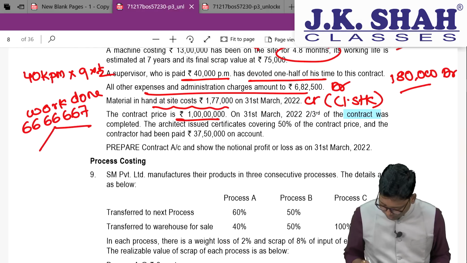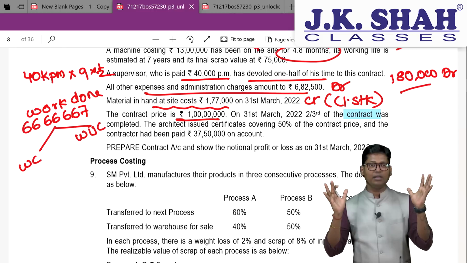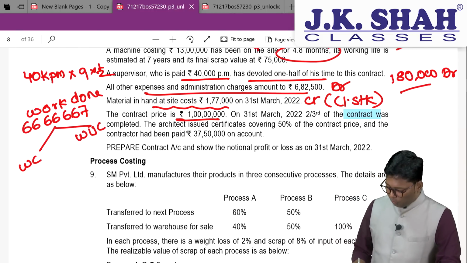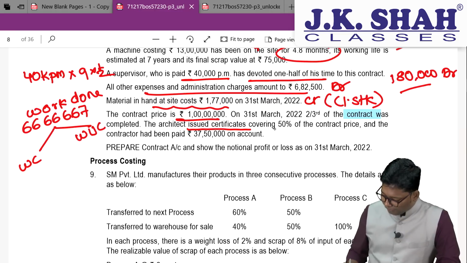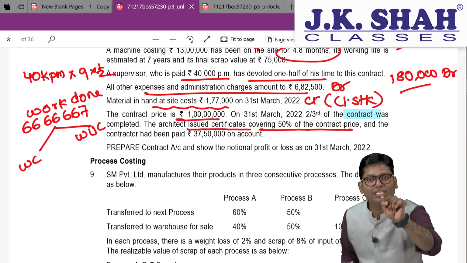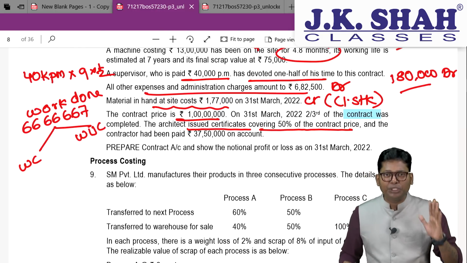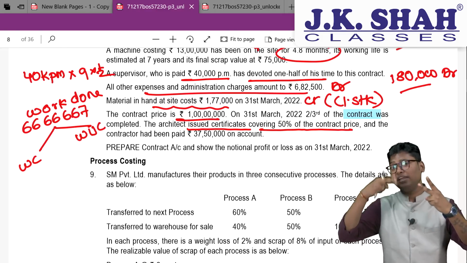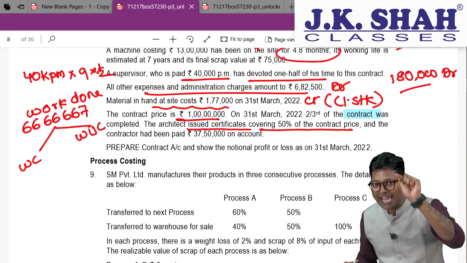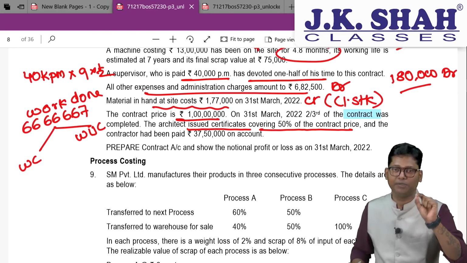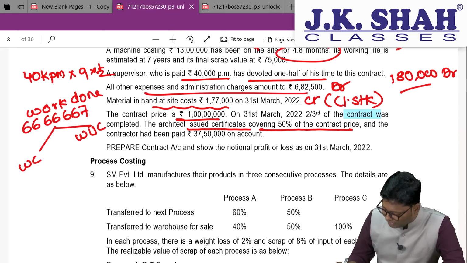Out of this work done, you need to bifurcate the total work completed into 2 parts. First one is certified and second one is uncertified. The question says that the architect issues a certificate covering 50% of the contract price. In the classwork section, this adjustment has been covered. JK Shah Classes textbook, classwork section, question number 2. A similar question is there in the homework section, but this adjustment, to be very precise, is covered in classwork question number 2 of JK Shah Classes. It is 50% of contract price.